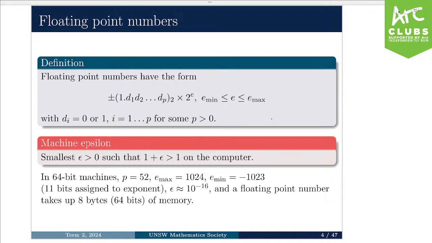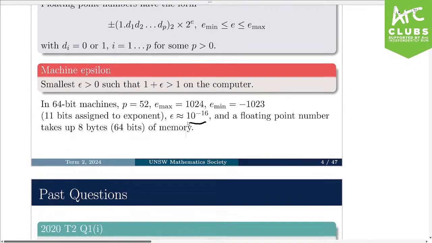Okay, next is the idea of machine epsilon. Machine epsilon is the difference between 1 and the next number after 1 on the computer. In 64-bit machines, it's 10 to the minus 16, a value that we've used a lot throughout the course. But for different machines, this is not always the case, as we'll see in our first example question.